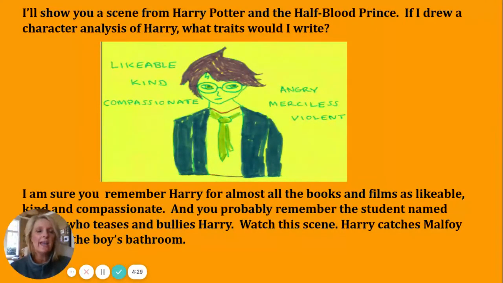So if you've read any Harry Potter books, you probably see Harry as a very likable character. He's really kind. He's really compassionate. But I'm going to show you a little clip in just a second that's going to introduce you to a different side of him. I want you to see if you can pick up on where he's merciless. He's merciless, and he's violent, and he's angry. And these would be less likable traits.